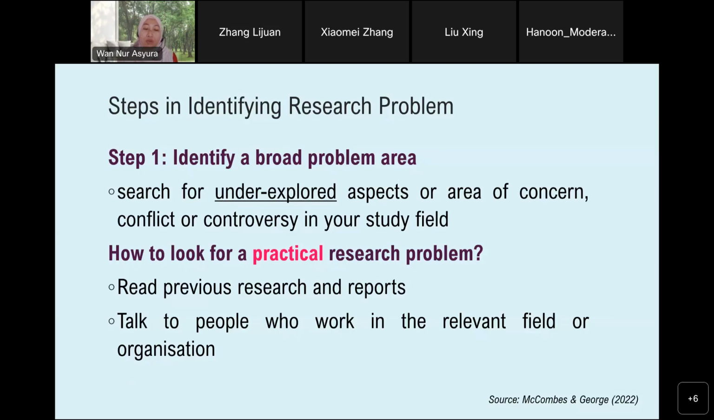So how to look for a practical research problem is you can find it from previous research and reports, right? And the other way, quite an interesting way to me, is to talk to people who work in the relevant field or organization. At UTM, we have a TESOL course, and I am teaching TESOL as well. So what my students who are taking TESOL can do is talk to the teachers in the field.